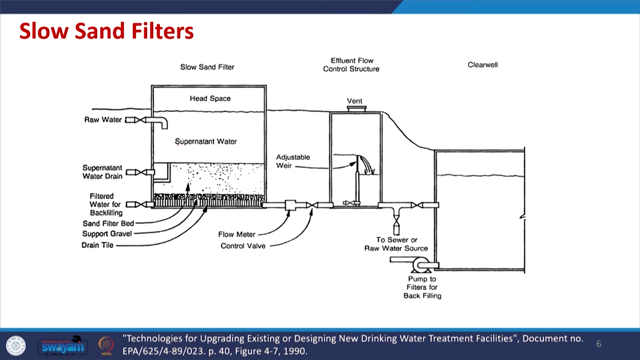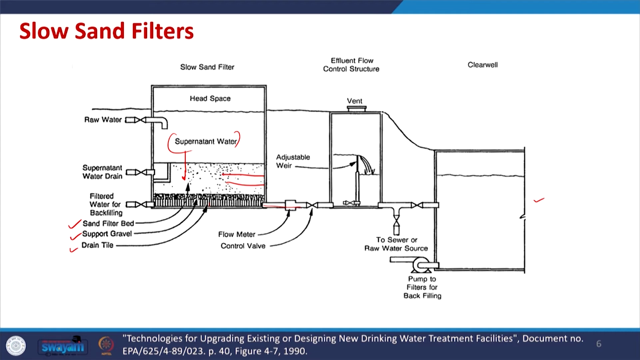Raw water is coming, and then it will be percolating. We have different types of beds, as you can see. We have the sand filter bed, support gravel, then there is a drain tile. We can possibly have multiple beds here also, of different filter media. The water is coming here and going to this effluent flow control structure and finally going to the clean well, which may be pumped further. So, this is how it operates.